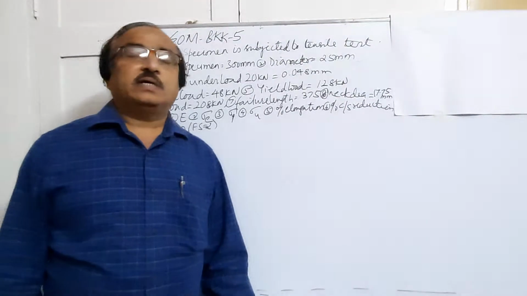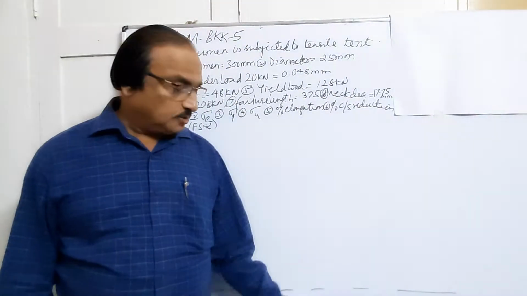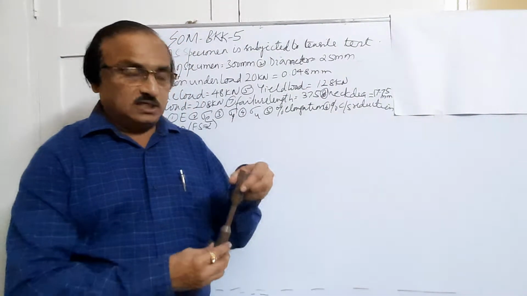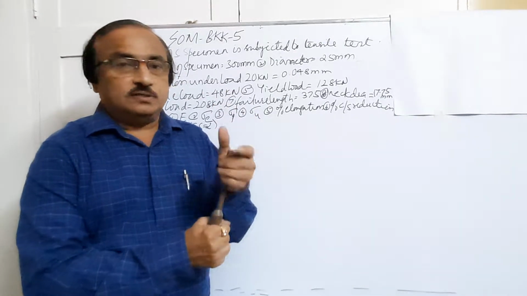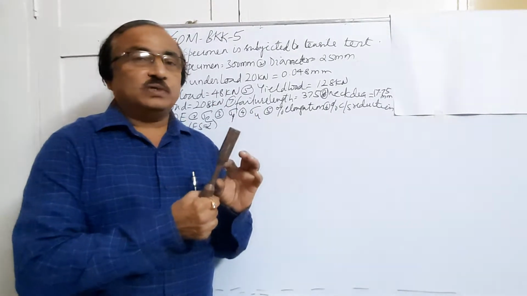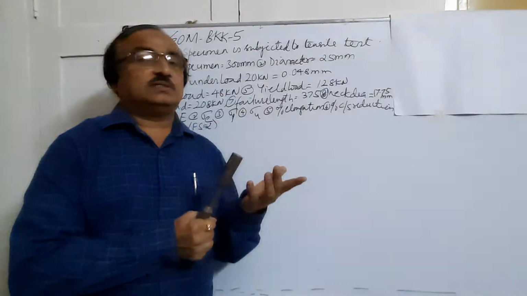Hello students, in the earlier class we have seen how to conduct the tensile test on a mild steel specimen. I have shown you this mild steel specimen, which is gripped at the ends and subjected to tension. We read the load versus deflection so that I can calculate stress versus strain.